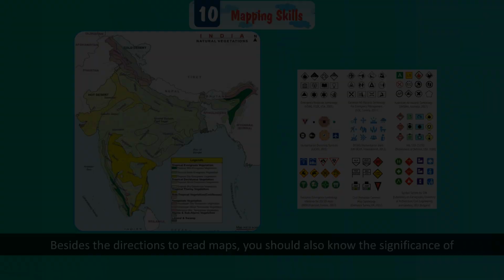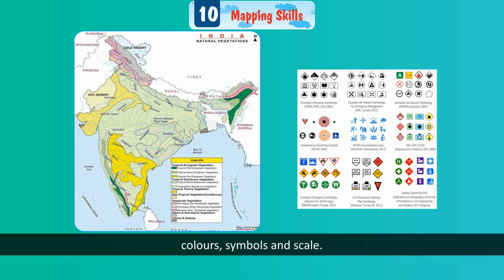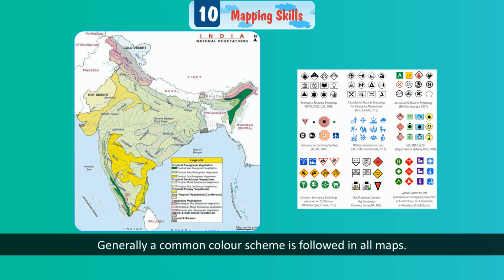Reading maps. Besides the directions to read maps, you should also know the significance of colors, symbols, and scale. Colors help us to identify features quickly and easily on a map. Generally, a common color scheme is followed in all maps. Light blue is used to show shallow waters. Dark blue is used to indicate deep waters.